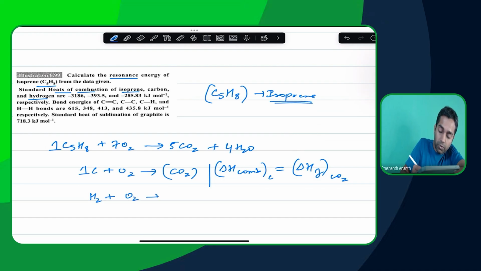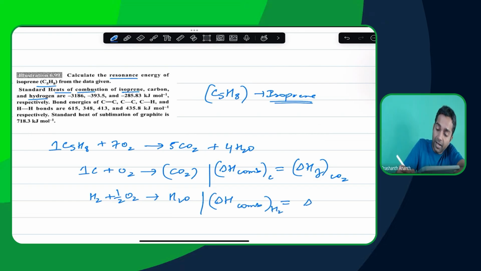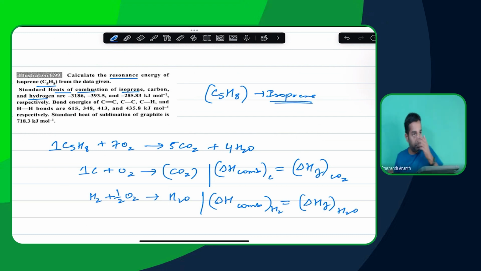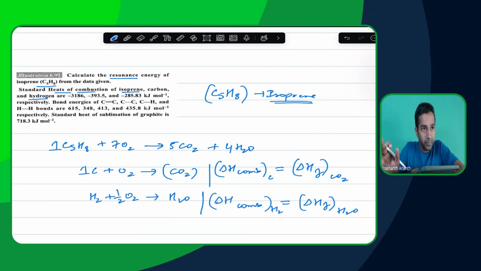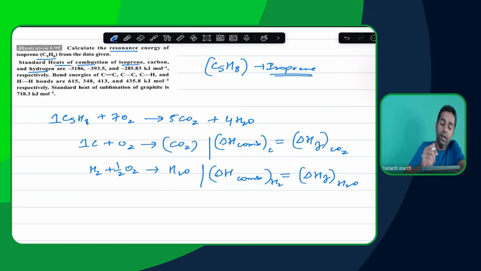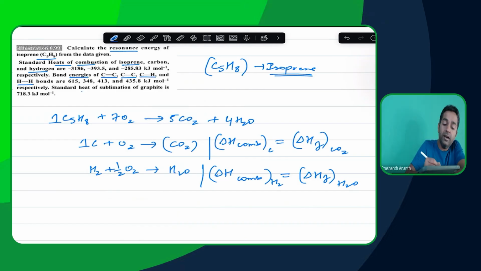Same way for hydrogen. H2 plus O2 giving H2O. Enthalpy of combustion of hydrogen gas is the same as enthalpy of formation of what? Water. Now, they are giving us bond energies of C double bond C, C single bond C, C single bond H, and H single bond H. And they are giving standard heat of sublimation of graphite.